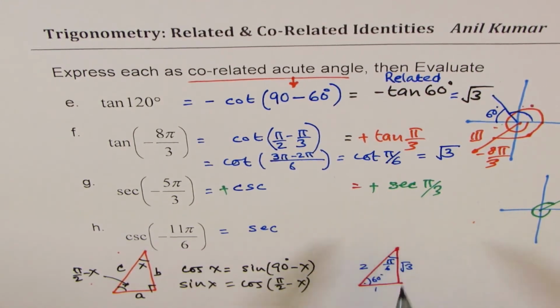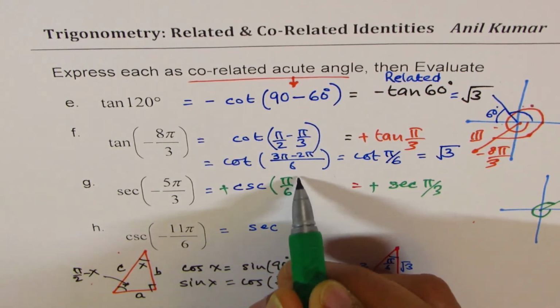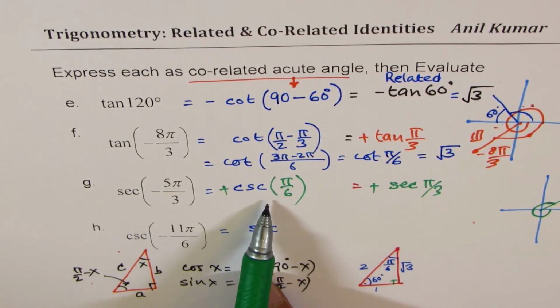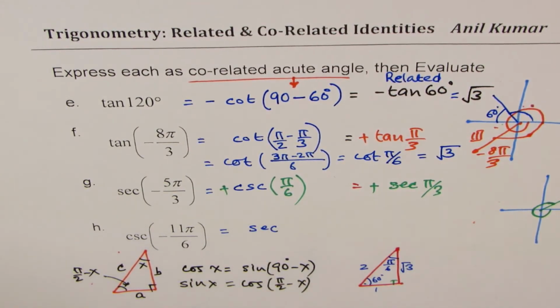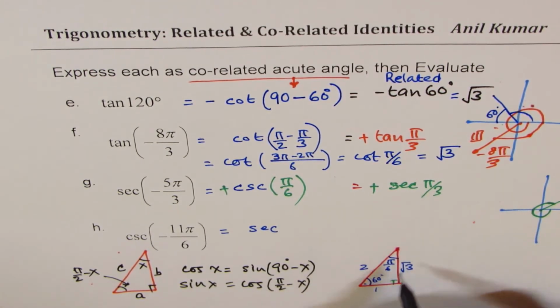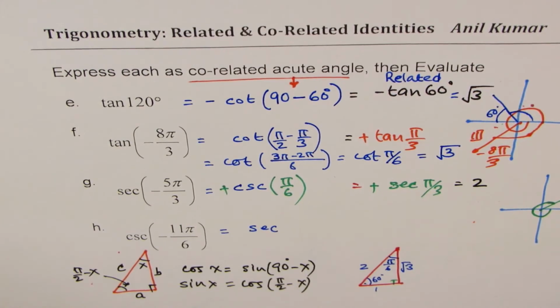Correct? So for the acute angle, look at the triangle. You already have pi by 3. Pi by 2 minus pi by 3 will be pi by 6. So I could write this as pi by 6. Does it make sense? That is how you can easily get the correlated angle. Now, let's evaluate secant pi by 3, the reciprocal of cos, of course. If you're looking from this angle, it is 2 over 1. So it is equal to 2. Perfect. Positive since you are in quadrant 1.